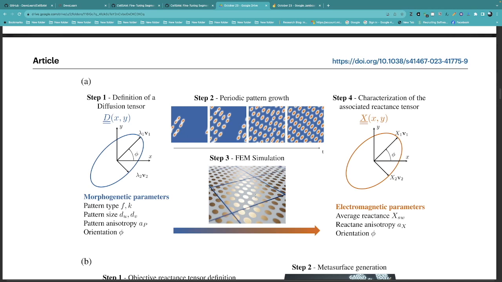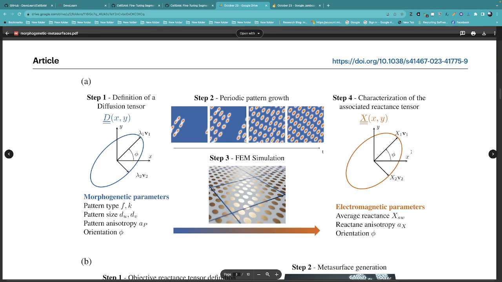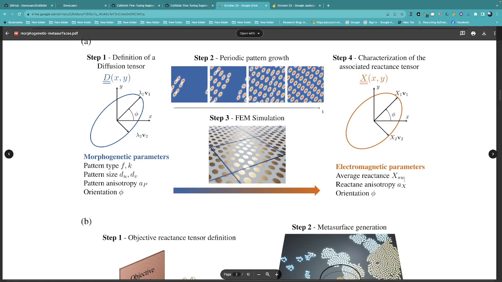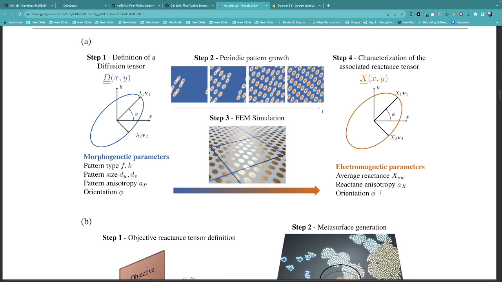Then we do a finite element simulation, which is step 3, where we break the pattern down into specific elements, and we model the mechanics. And then step 4 is a characterization of the associated reactance tensor. So this gives us our electromagnetic parameters. So from the FEM simulation, we do the physical modeling. We also can do some electromagnetic modeling, and that leads us to step 4, where we define our average reactance, which is X sub SW, reactance, anisotropy, and orientation, once again.